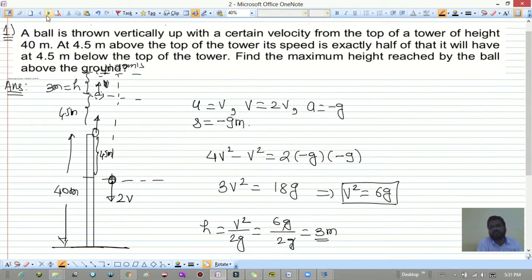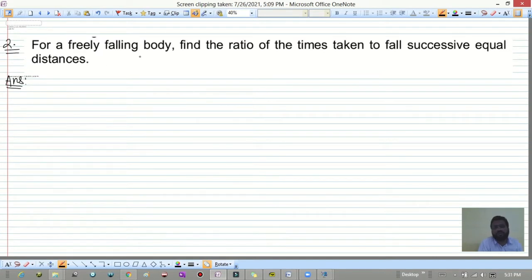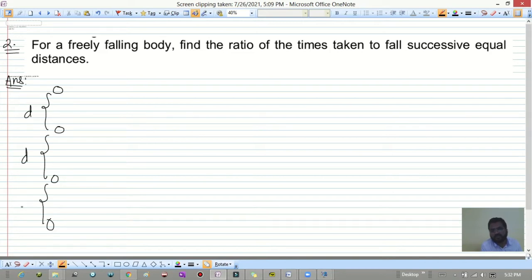Now the next question we have: for a freely falling body, find the ratio of times taken to fall successive equal distances. Okay, so over here we want, for equal distances, what are the ratio of times? Okay, now if times are t1, t2, t3, what are the ratio of times? That is what they want. Okay, so let's calculate them.